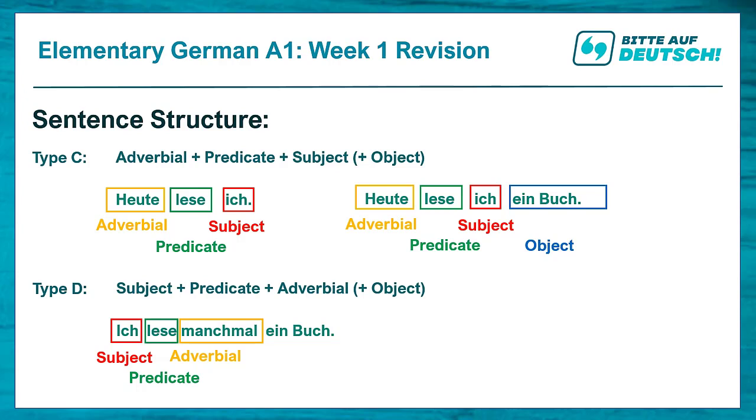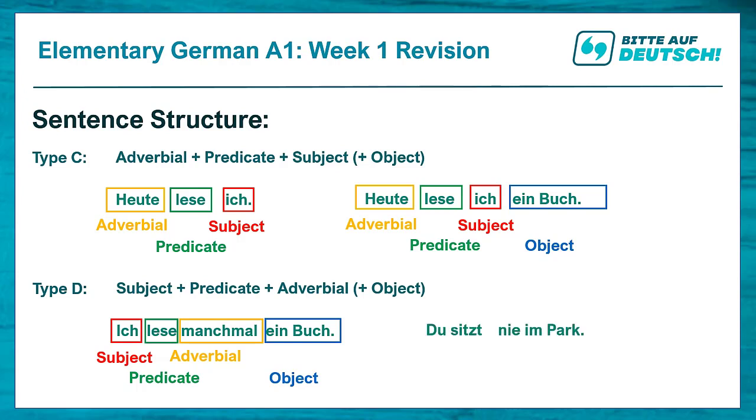In English it is the opposite, as you can tell. We say, I read sometimes a book. Ein Buch being the object of the sentence. So if you compare up with a typical sentence of type C, as soon as you put the adverbial after the predicate, it is again the subject being in the first place of the sentence.